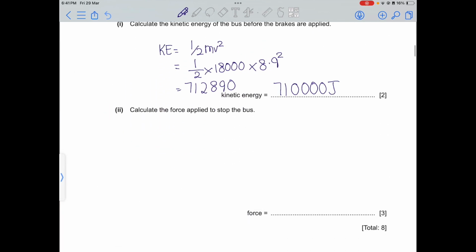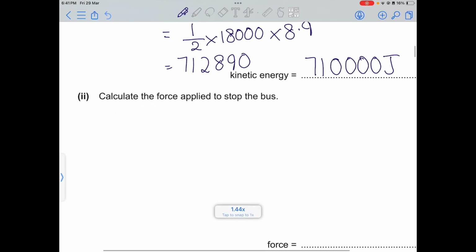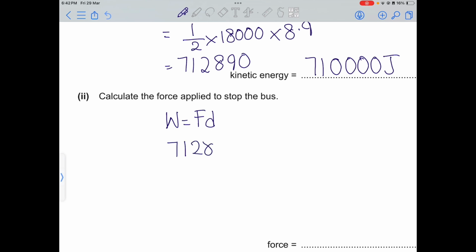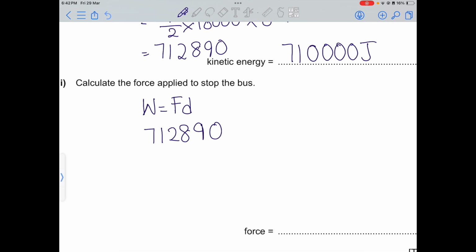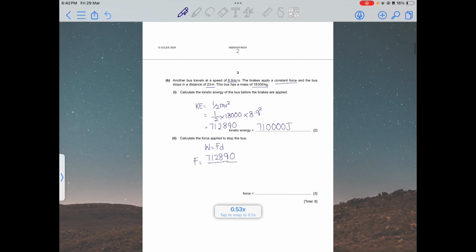Then it says calculate the force applied to stop the bus. Here use the formula that work done is equal to the force times the distance moved. Why? Because work done is basically the energy transferred. So in order to stop the bus, you have to transfer all this kinetic energy. So I'm going to use the same value, 712,890. This gives me more accurate answers, and I would recommend you guys do the same as well. It is not necessary to write this value, but when you use it, you can always get a more accurate answer. Divided by, now we want to find the force, so the distance is 23 meters.